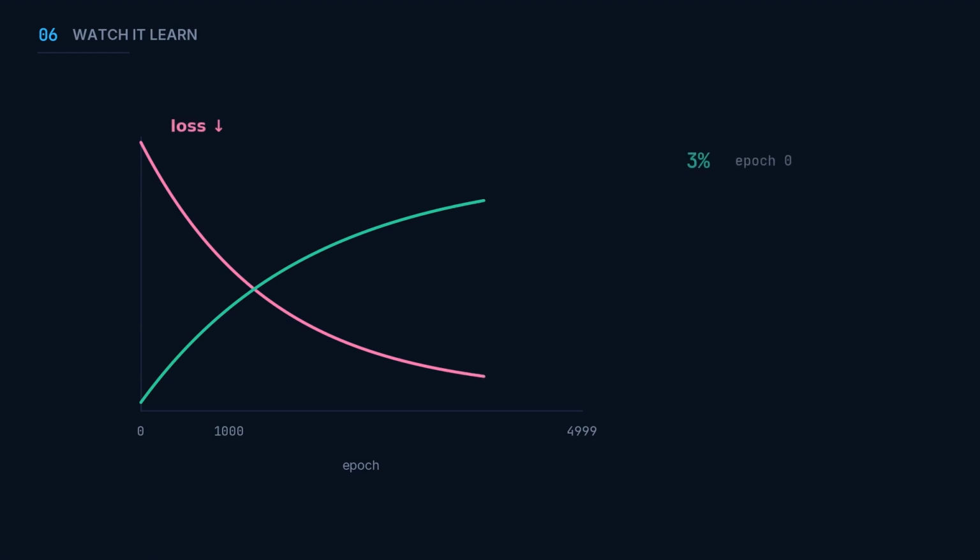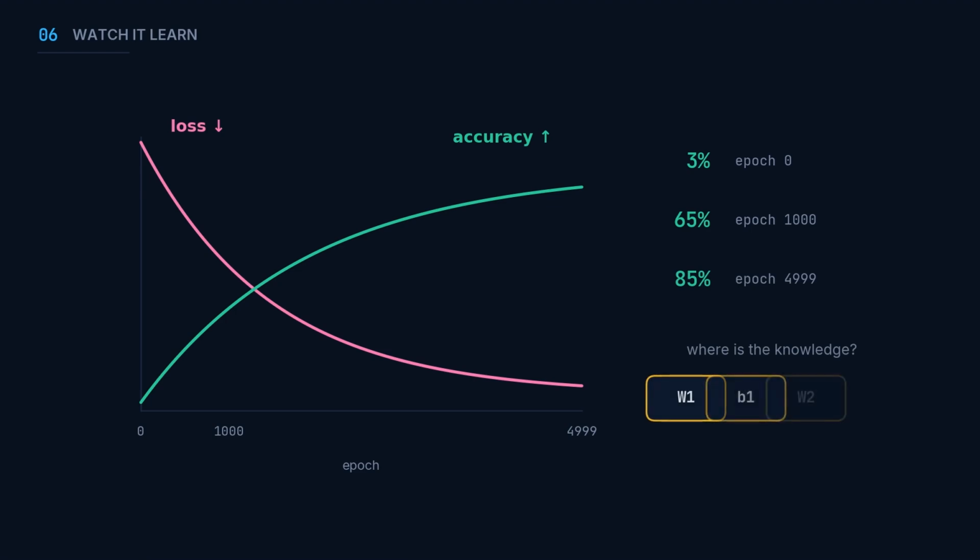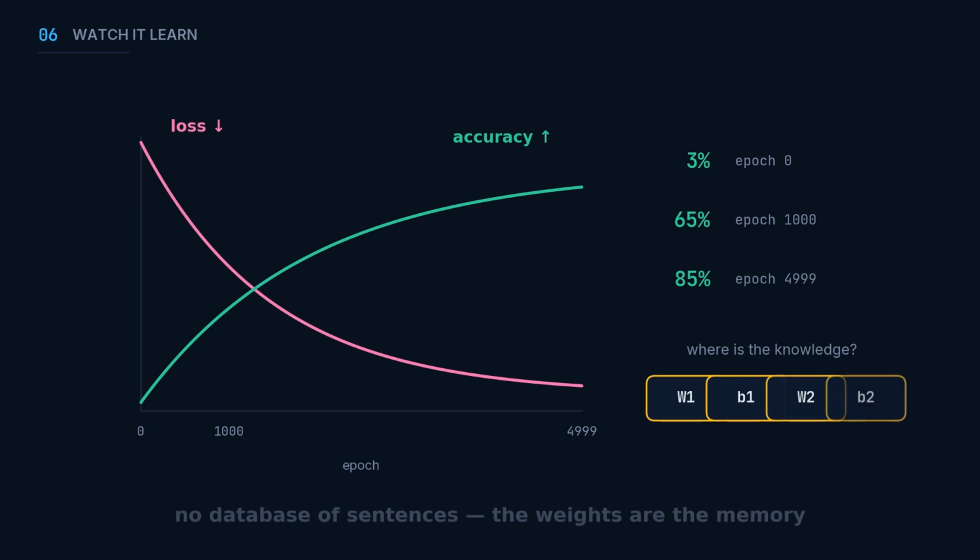Watch it happen. Epoch 0, loss around 3.8, accuracy 3%, pure guessing. Epoch 1000, loss 1.2, accuracy 65%. By the end, loss near 0.5, accuracy around 85%. And where is all that knowledge stored? Not in a database of sentences. There is no table saying the sky maps to is. Everything the network knows now lives inside those 4 bundles of numbers, W1, W2, and the 2 biases. The weights are the memory.